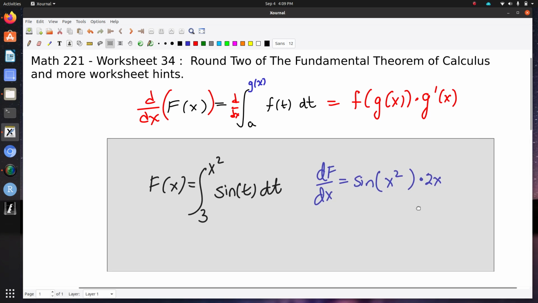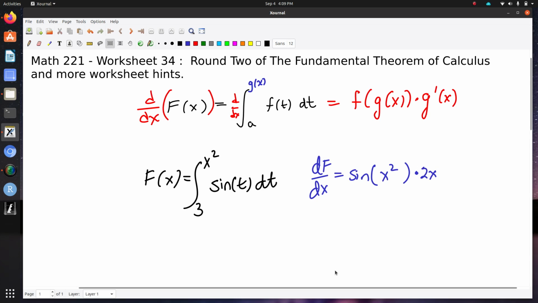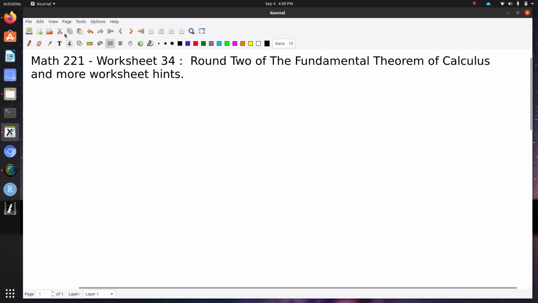Okay? So hopefully you enjoyed that. And now I'm going to give you hints for this. There's a couple questions on this worksheet 34 that have to do with the fundamental theorem, but then there's other things that you just need to review. So one hint that you need to review, I think we've talked about it before, is this lovely thing, x to the x, can be rewritten as e to the natural log of x to the x, and then you can rewrite that as e to the x natural log of x.